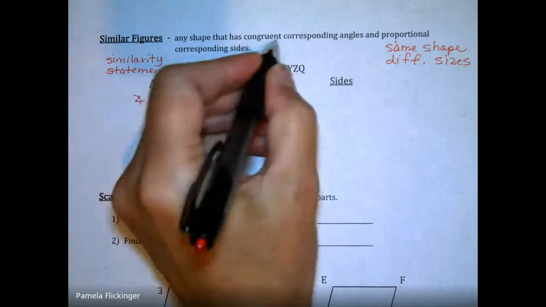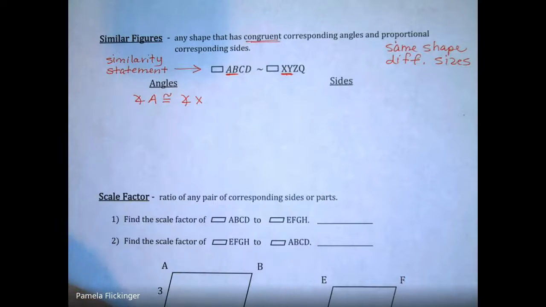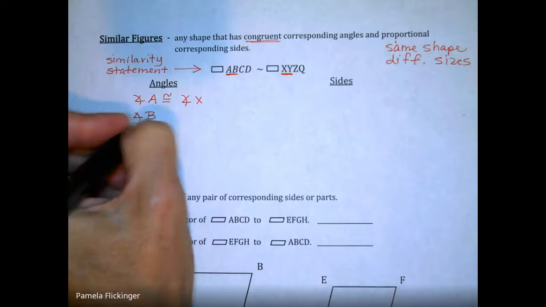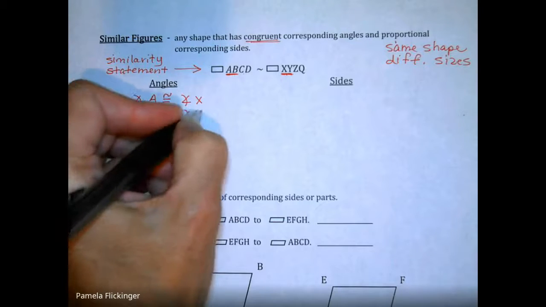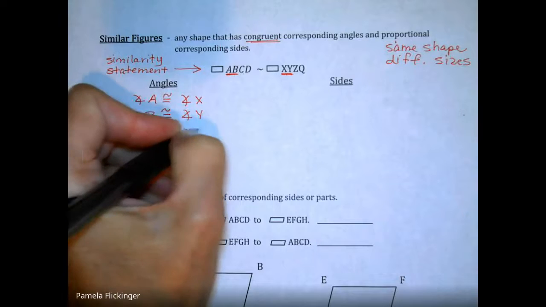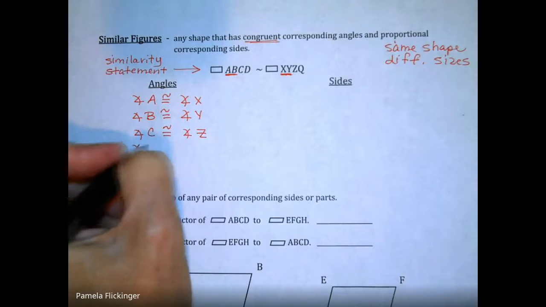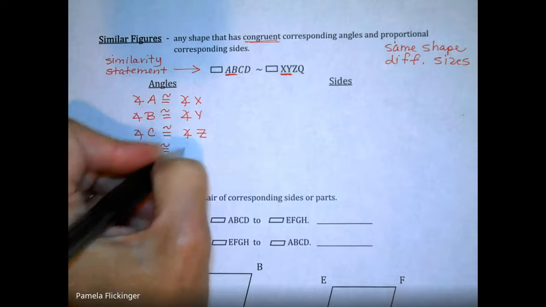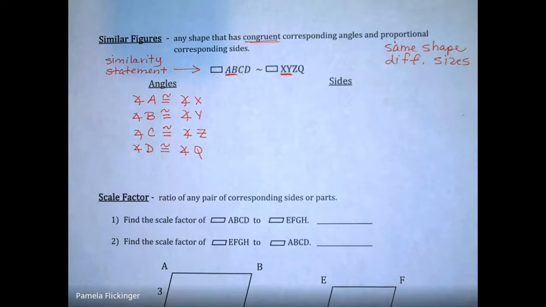Looking at this, I know that angle A is congruent to angle X. Remember, the angles are still congruent. I know angle B is congruent to angle Y. Angle C will be congruent to angle Z, and angle D is congruent to angle Q. Now the sides are proportional.